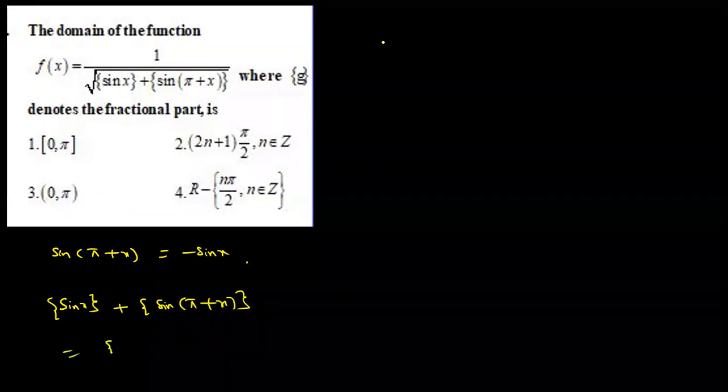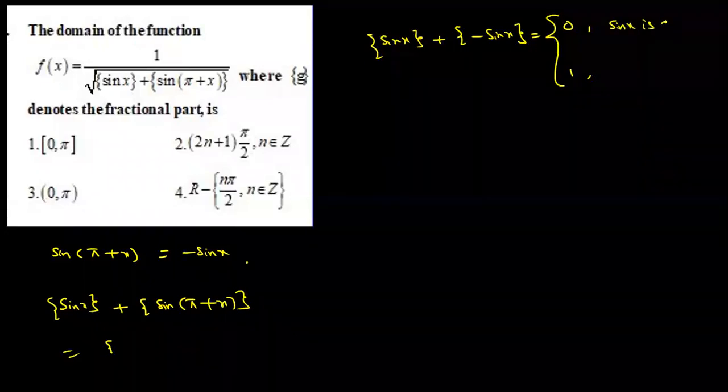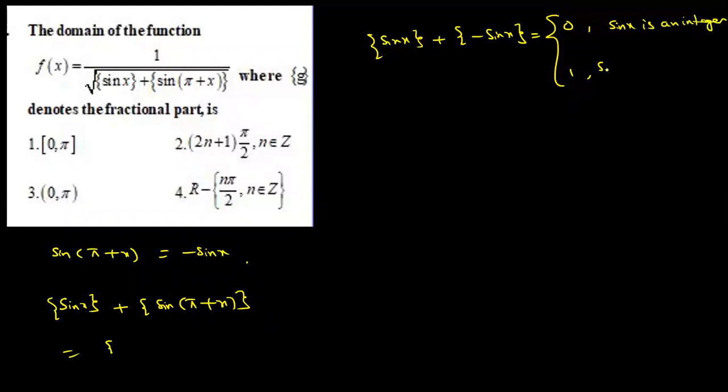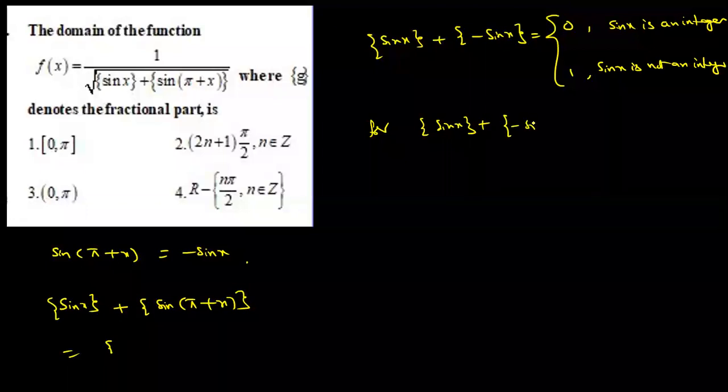What is the output coming here? 0 or 1. Two cases are possible: sin x is an integer, sin x is not an integer. Anyone observing? And one more thing, strictly greater than 0 means sin x plus minus sin x must be not equal to 0. So remove this part, not equal to 0.